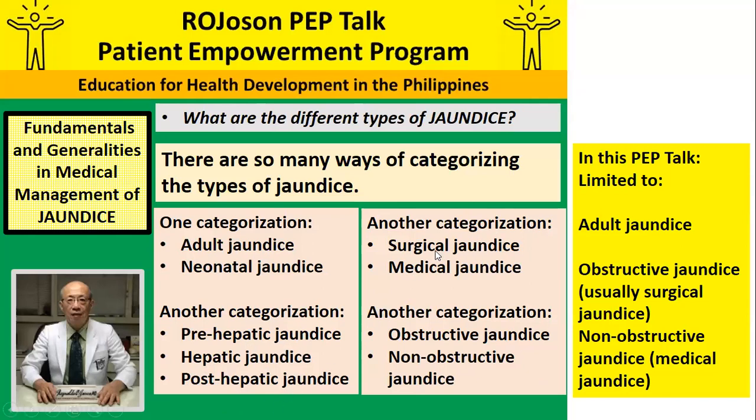Another categorization is whether the jaundice is surgical, meaning it has to be treated with an operation, or if not, it's called a medical jaundice. These are the usual categorizations of physicians, especially the surgeons. Another categorization is obstructive and non-obstructive. Usually obstructive is the same as surgical. It needs surgery. Non-obstructive means there is no obstruction in the biliary tree that can cause the jaundice. So in this pep talk, I will not talk about neonatal jaundice. I will just focus on adult jaundice, and I will cover these three, especially obstructive jaundice, which, as I said, is usually a surgical jaundice, and non-obstructive jaundice, or medical jaundice.